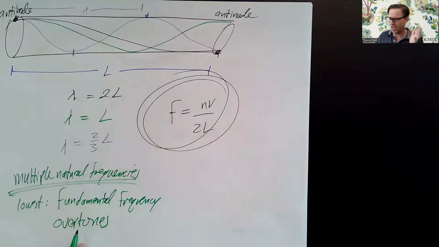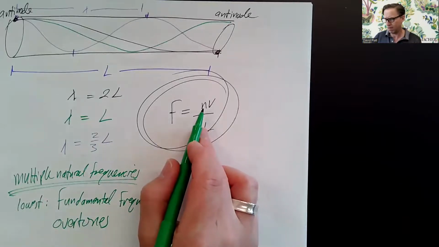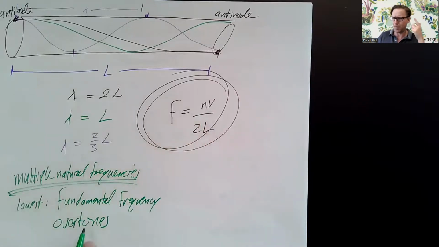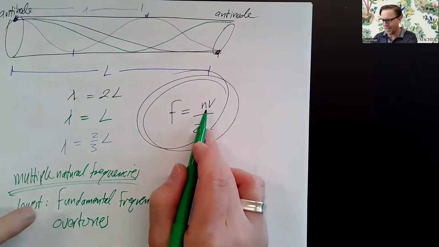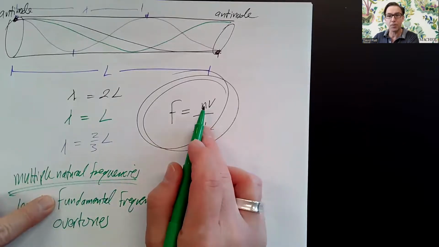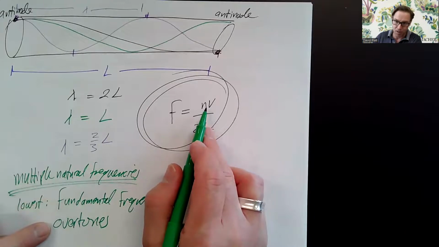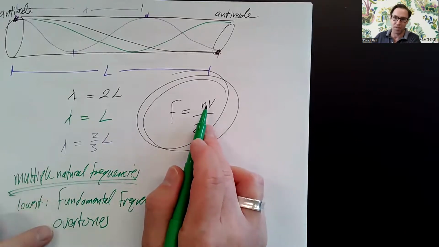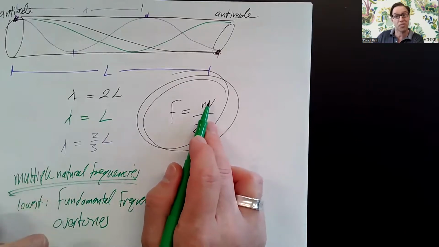That's kind of confusing, that the number of the N is one different from the number of the overtone, right? N equals one is the fundamental. So N equals two, oh, that gives me an overtone. N equals three gives me an overtone, the second one. N equals four gives me the third overtone.